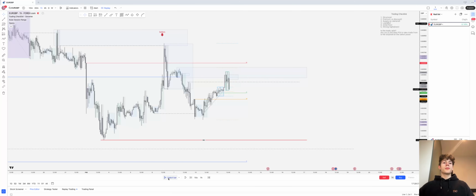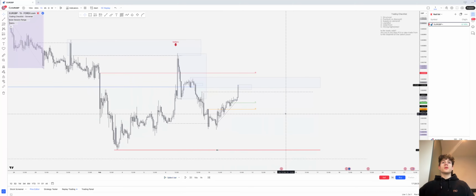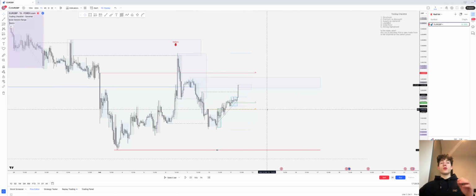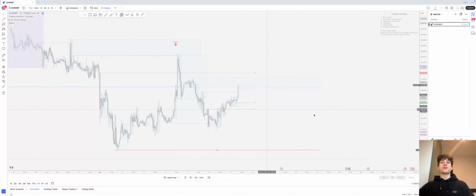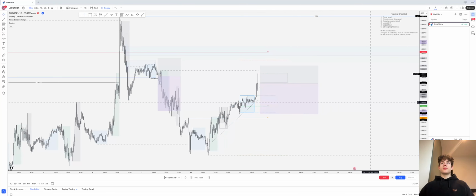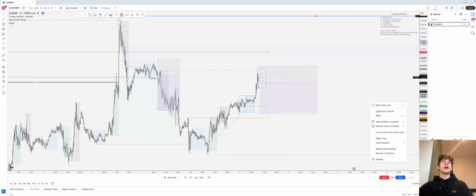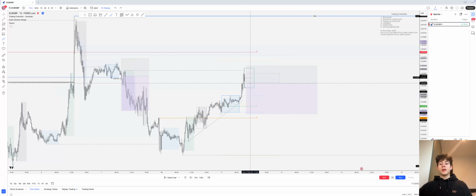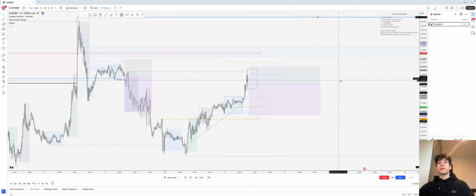Boom. Let me go back a little. So after my alert went off, I went over to the 50-minute to look for an entry. So you can see that we take out this liquidity high, and from there I was looking for a fractal break to the downside in order to go short.